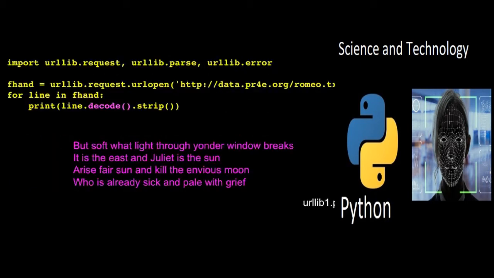And so that's what happens. This is romeo.txt, and it prints out. Now the thing to notice is that there are no headers here.